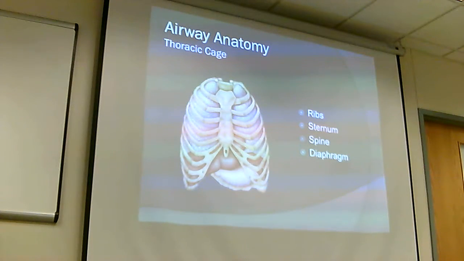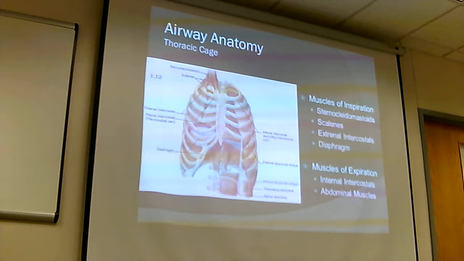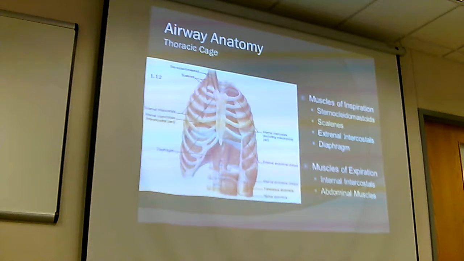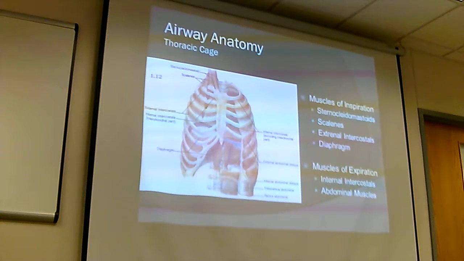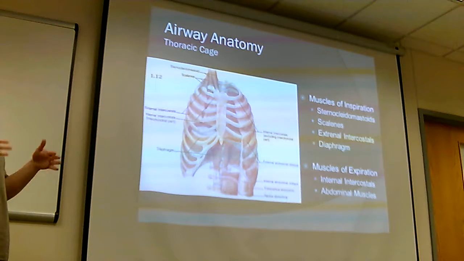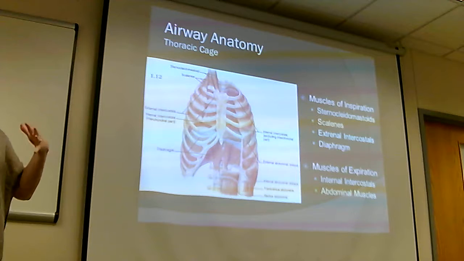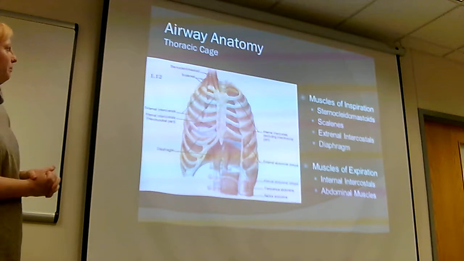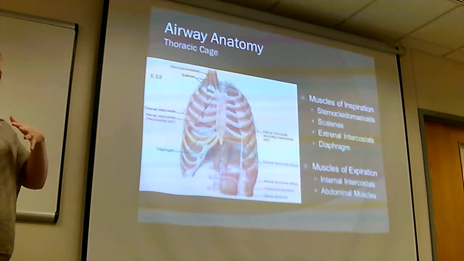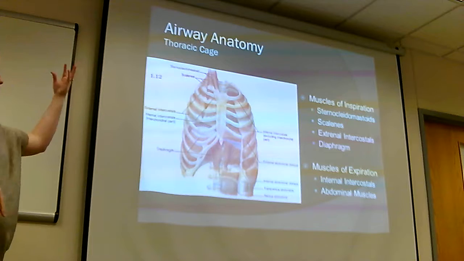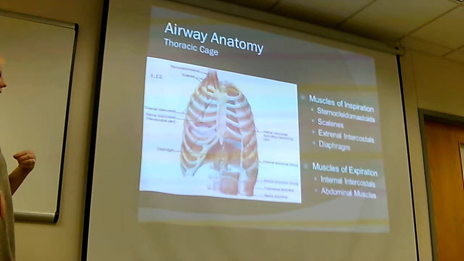Just another picture of the thoracic cage showing the muscles of inspiration and expiration. So the thoracic cage, the diaphragm moves and causes a breath, but the thoracic cage also moves and causes breath. So when you inspire, the thoracic cage moves up and out, and that causes a negative pressure in the chest and pulls air in through your mouth and nose into your lungs.